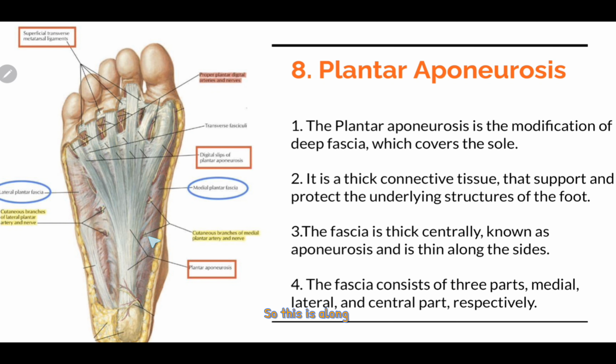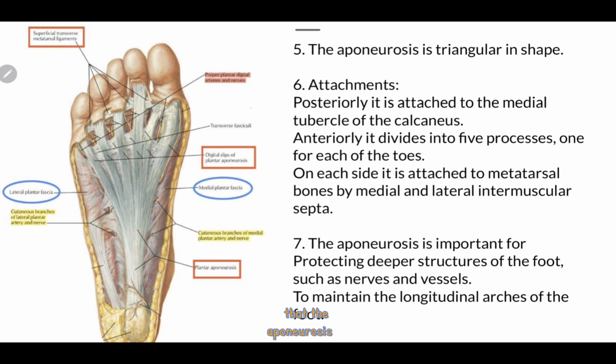Medially it is known as the medial plantar fascia, and laterally the sheath is known as the lateral plantar fascia. Now the fourth point is that the fascia consists of three parts: medial, lateral, and central. Yes, we all know this is the medial part, this is the lateral part, and this is the central part. The next point is that the aponeurosis is triangular in shape. Yes, very good, we can appreciate that it is triangular in shape. Now the attachments. Posteriorly it is attached to the medial tubercle of the calcaneus. You can see here, this is the calcaneus bone, and posteriorly it is attached to the medial tubercle of the calcaneus.